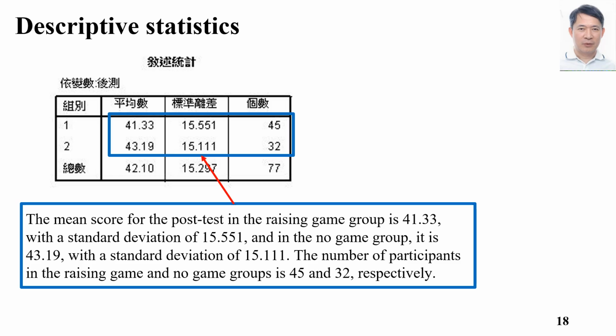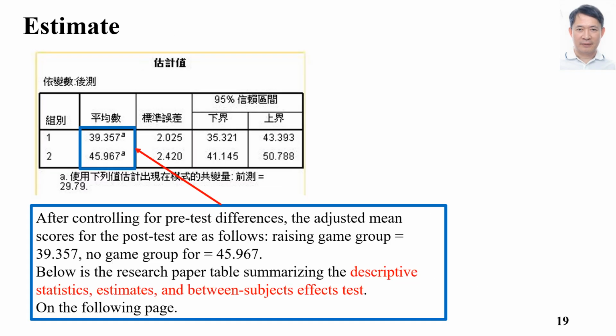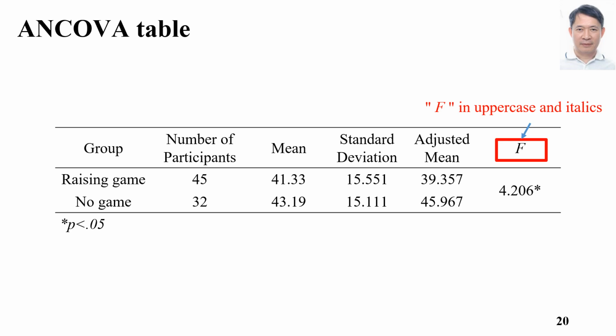Then we can see which is bigger. Group 2 is larger than Group 1. This is the post-test score, but it hasn't been adjusted yet. The estimate is the adjusted post-test score. After excluding the pre-test, the difference will become more significant. So, we can say that Group 2 is superior to Group 1. The conclusion is the adjusted mean.